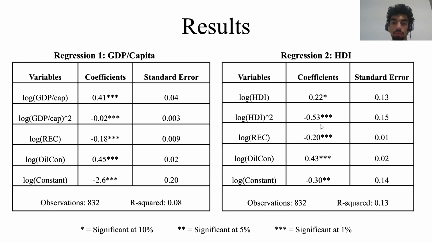Moving on to regression 2, HDI is significant at the 10% level, and HDI squared, renewable energy consumption, and oil consumption are all significant at the 1% level. Once again, the signs reflect the predictions. Log of HDI has a positive sign. HDI squared has a negative sign, renewable energy consumption has a negative sign, and oil consumption has a positive sign. The R-squared value is slightly larger, but still small. Once again, this reflects that there's still a lot of variation in the data that we cannot account for.